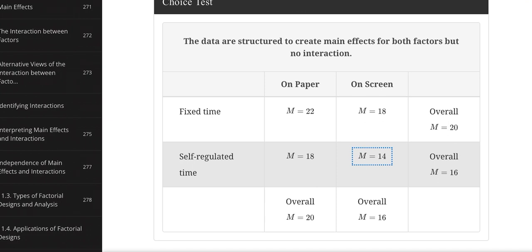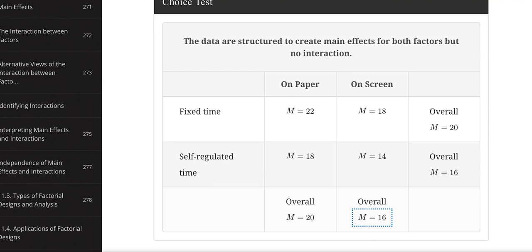So you can see the main effect for the variables by looking at the column or row means. If you look here, for the columns, the mean for on paper was 20 overall across conditions. The mean, which again is just averaging the two numbers above them, for the whole on screen condition was 16. So you can see there was a difference here of 4.